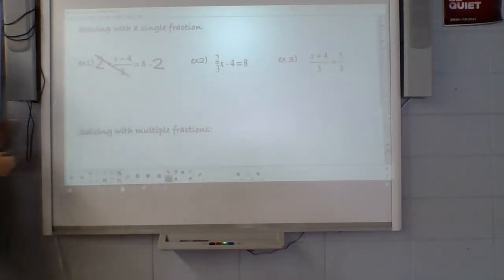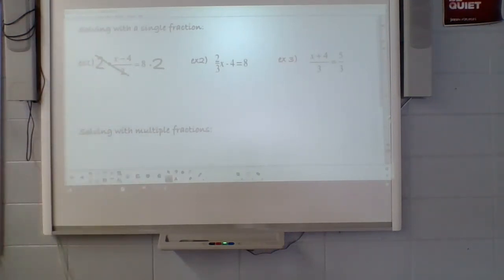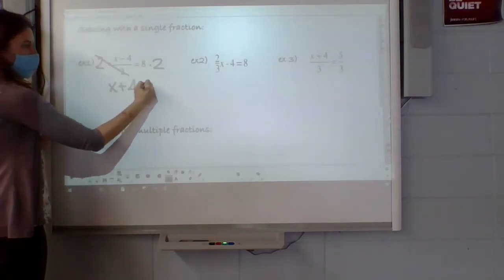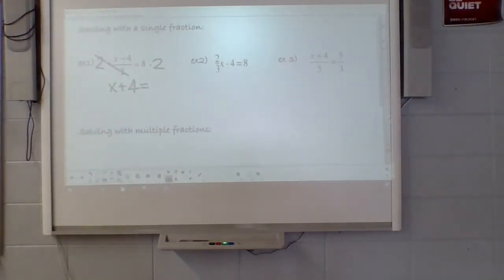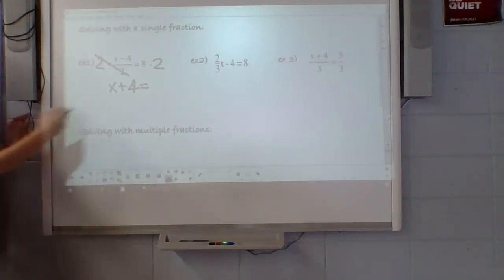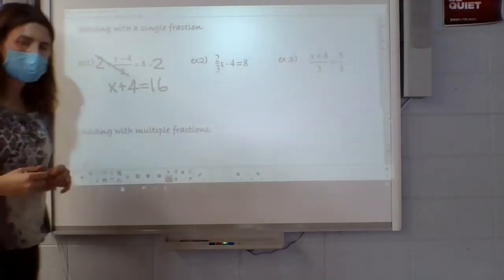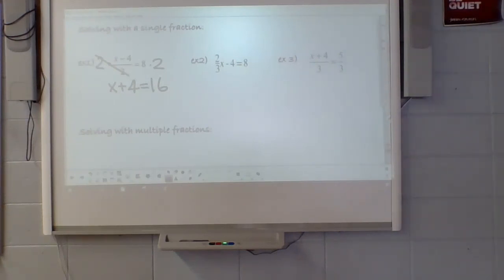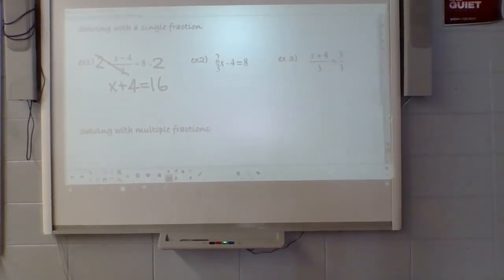So this is going to cancel. 2 over 2 cancels. I'll be left with just x plus 4 here. And then 8 times 2 is 16. So I got rid of that fraction, and now this problem looks pretty easy to solve. It's a pretty easy one-step equation there, hopefully. And in order to get that x alone, what are you going to do now?